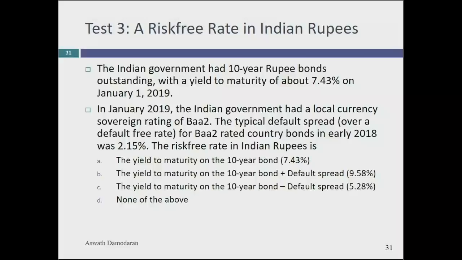Second is you can add the 2.15% to 7.4. I don't know why you would ever do this because it seems like you're double counting it. Or you can subtract it out, and to me the answer seems to be a pretty straightforward one. So I'm going to take the 2.15% out of the 7.43% and come up with a risk-free rate of 5.28%.